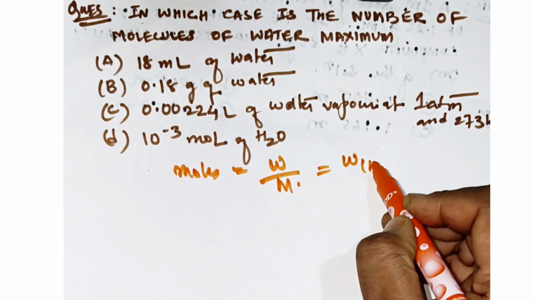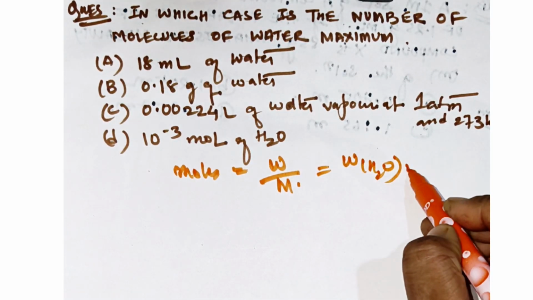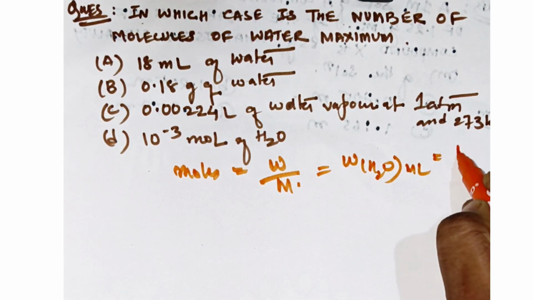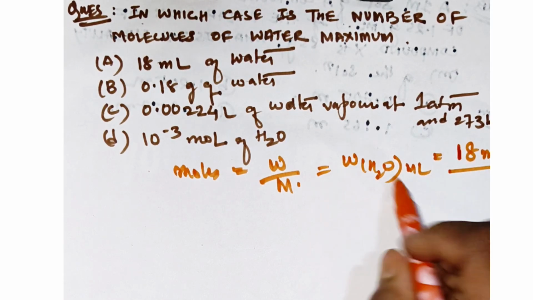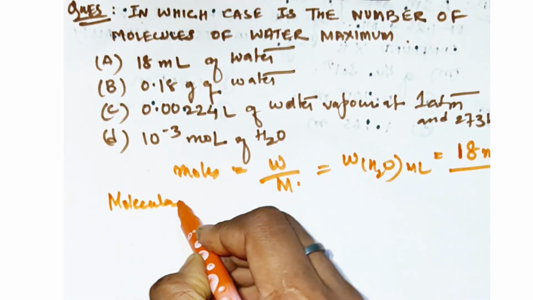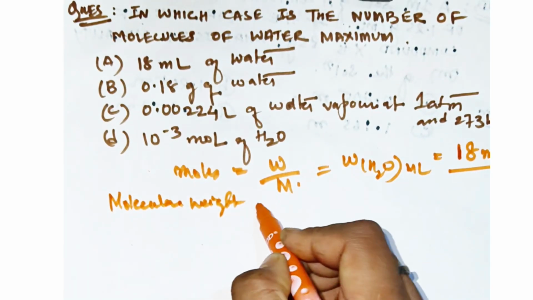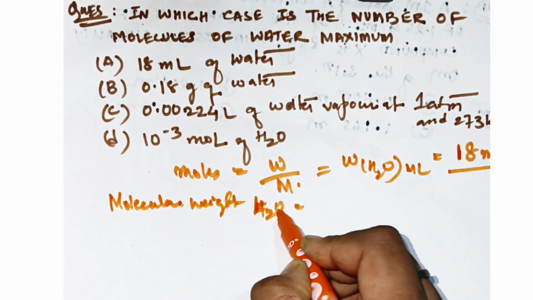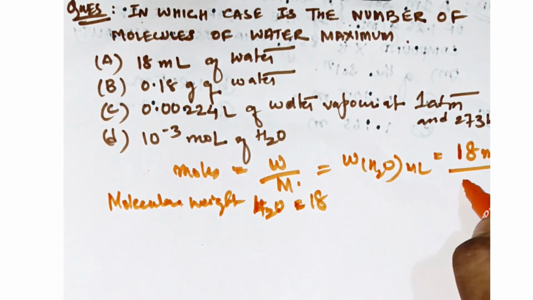So what is the weight of water in ml? What is the weight given? 18 ml. Okay, what is the molar mass of water? So find the molecular weight of H2O: 16, 17, 18. So is it not 18? So it is 18.